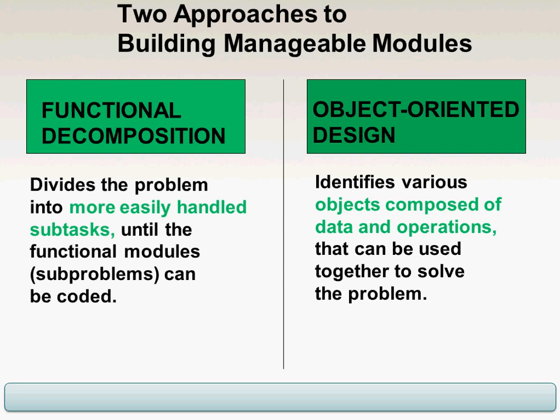Maybe they're in a world where their problems functionally decompose. I worked on a navigation project one time where it was just hard to come up with objects to model what happens when an airplane is flying over waypoints, and we just had to do functional decomposition. But it's rare. Most of the time, object-oriented design is the way to go.